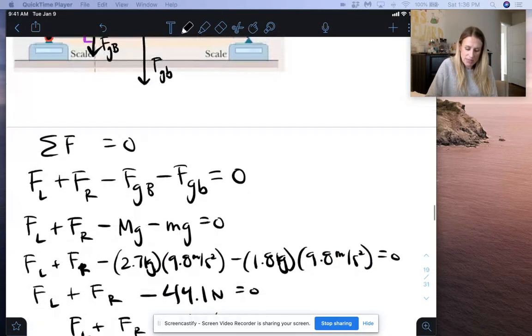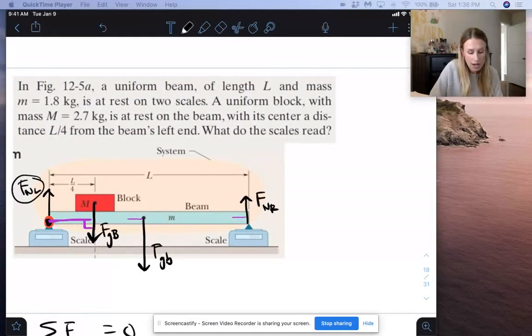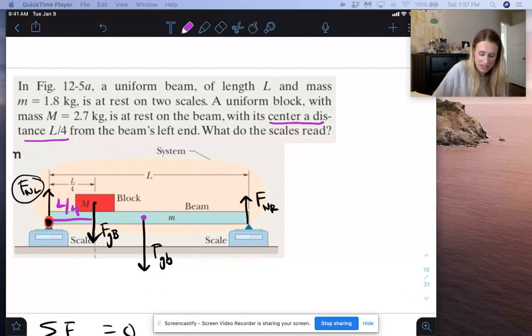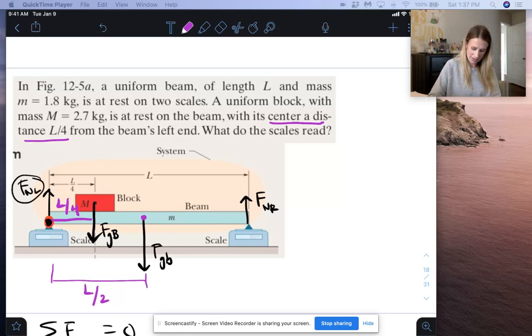Okay, our next step is we need to find what those moment arms are. So I know that the block, it says the block rests on the beam with its center a distance L/4 from the beam's left end. So this right here is going to be L/4. The beam, that center of gravity of the beam is going to be in the very center of the beam. So the r for the beam is going to be L/2, just the total length divided by 2 because it's in the very center. And then, of course, this force over here is a distance L from that axis of rotation.